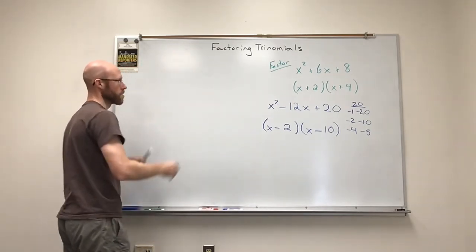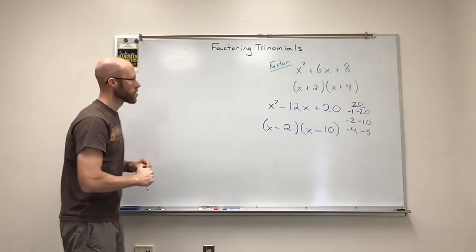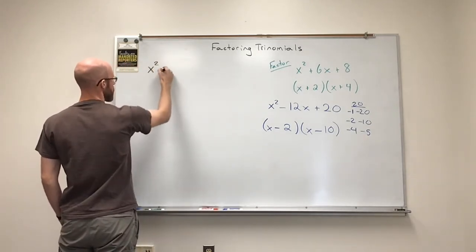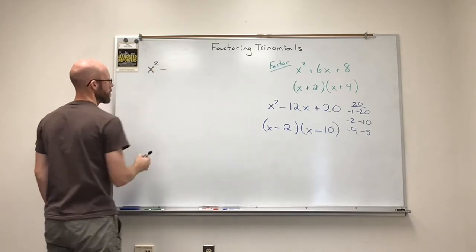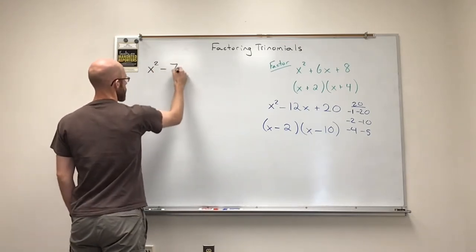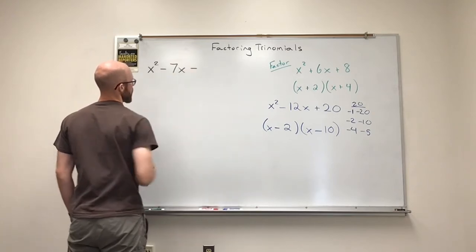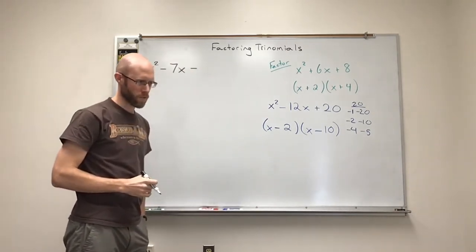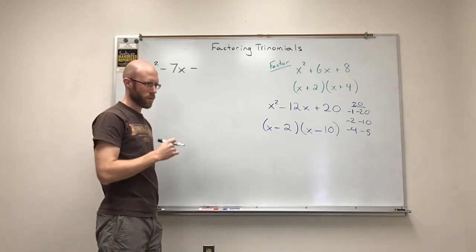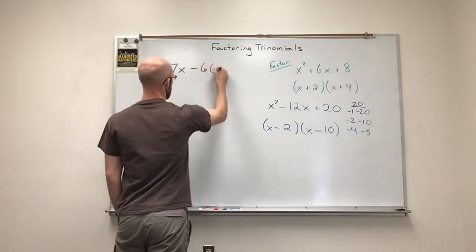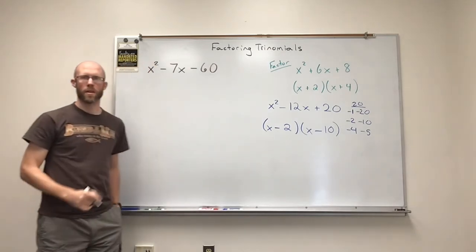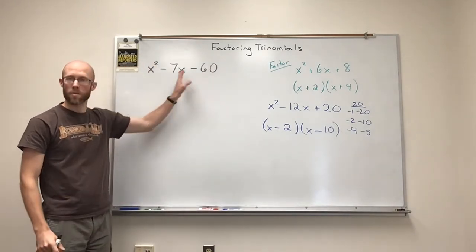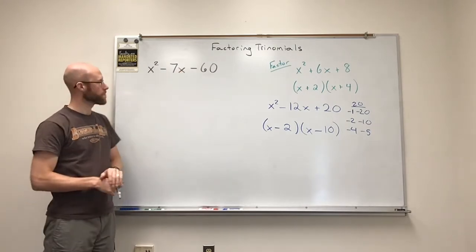And this time we'll again do some factoring. So let's try x squared minus 7x minus, let me think this one out, 60. Yeah, that's a good one. x squared minus 7x minus 60. Number's a little bit bigger. We've got two negatives in there now.